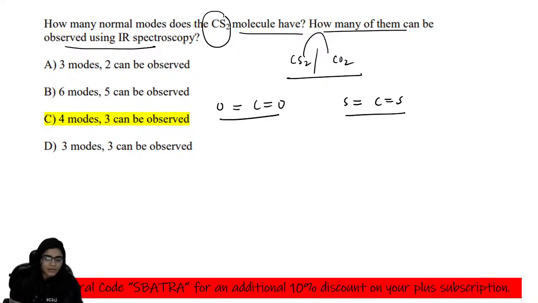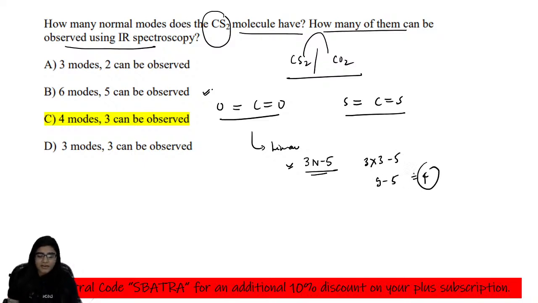So how can we calculate the total number of vibrational modes? This is a linear molecule, and for a linear molecule 3n minus 5 is how we can calculate the total modes of vibration. So n over here is 3, so 3 into 3 minus 5, 9 minus 5, gives you 4. That means you have 4 modes of vibration. So this one thing can cancel 3 options, that is A, B and D. So you have 4 normal modes of vibration.